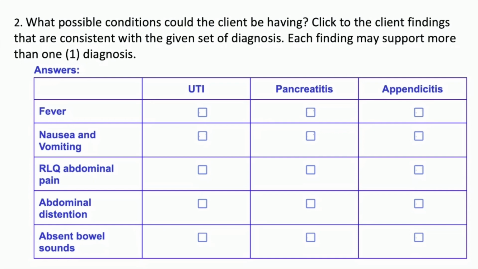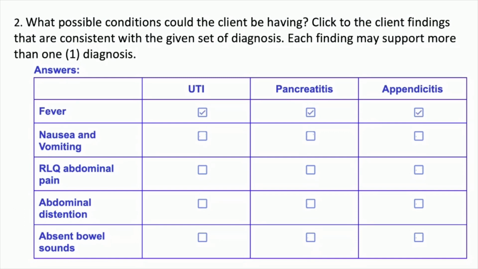Nausea and vomiting. Are you going to see that in a urinary tract infection? Are you going to see that in pancreatitis? Are you going to see that in appendicitis? And so this is what you have to do. And remember, this is partial scoring as well. So the choices that you get correct, you'll get credit for. And the choices that you don't get correct can actually take points away from you.